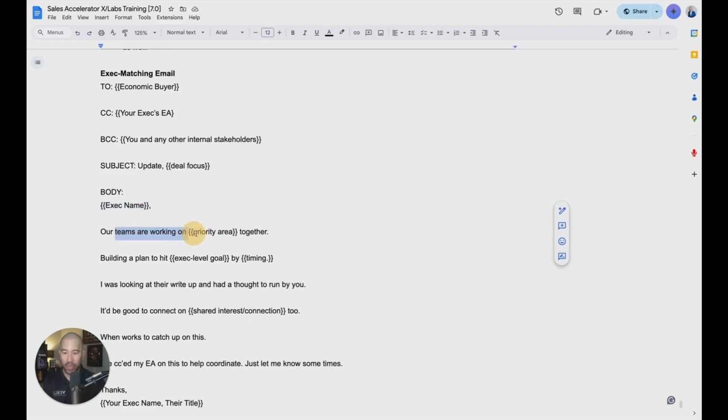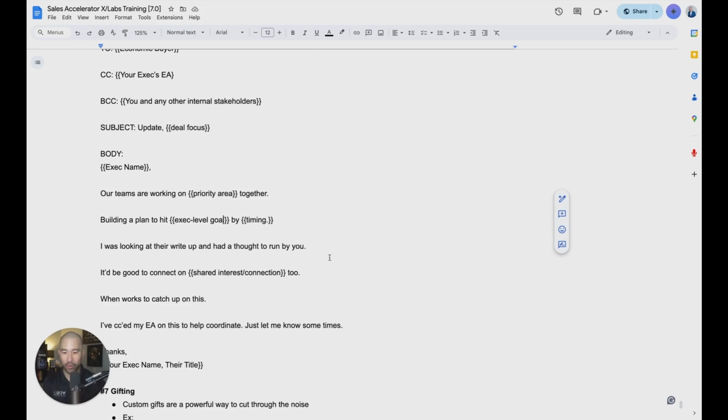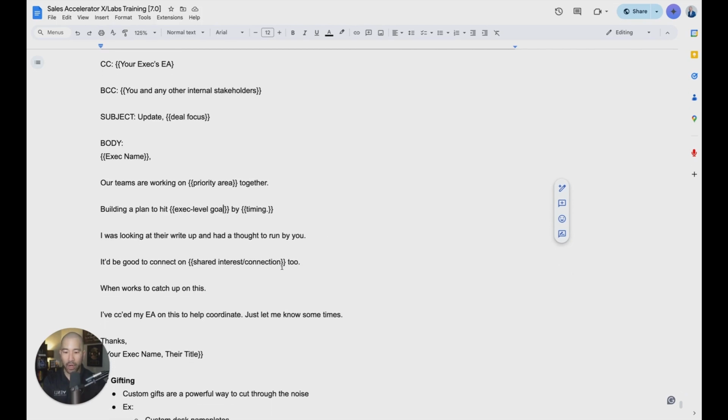Hey, our teams are working together on whatever priority area. Okay, very simple. Building a plan to hit exec-level goal by this date. Notice the messaging is always tied to that level and what's most important for them. I was looking at the write-up and had a thought to run by you. And by the way, you could link the write-up here. It would be good to connect on a shared interest, some sort of common bond. When works to catch up on this?